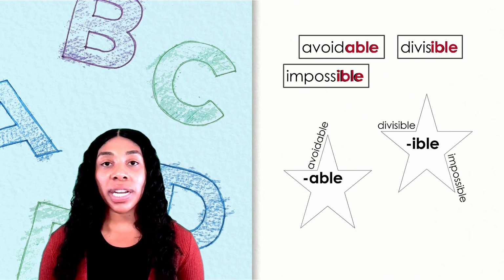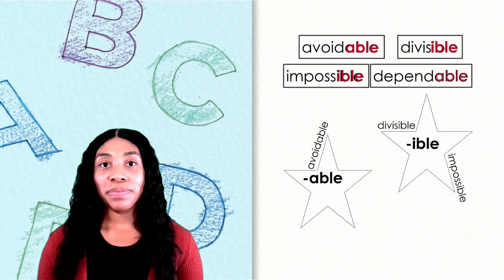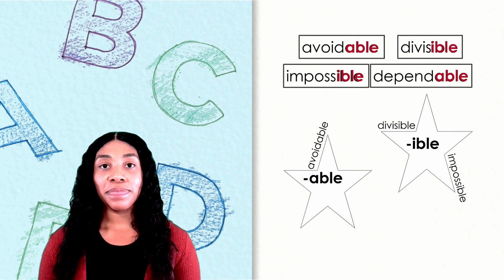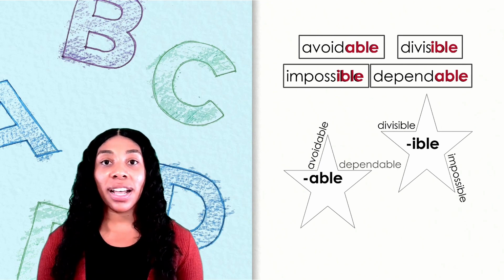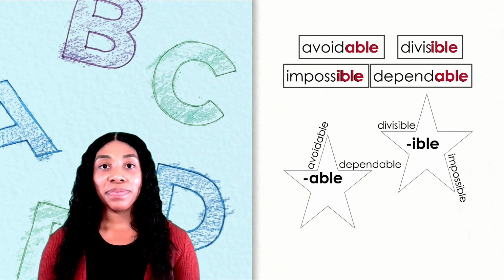Can you read this word? Dependable. Which star does the word dependable belong on? We know that depend is a real word, so it belongs on the ABLE star. Go ahead and give yourself a pat on the back for all your hard work.